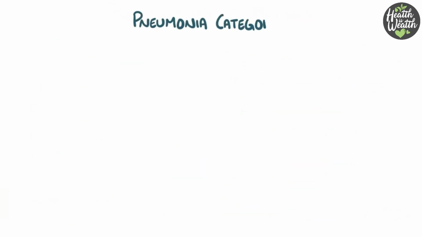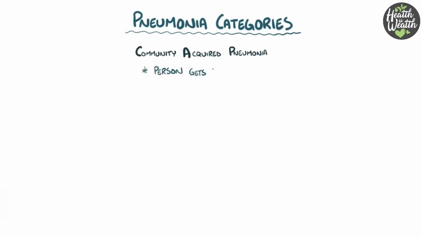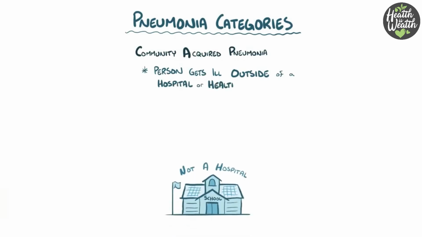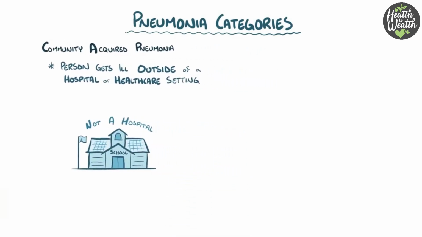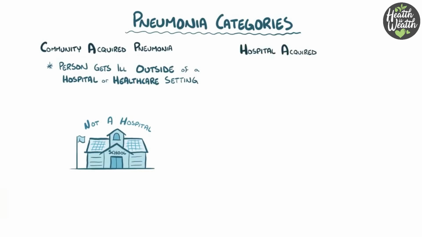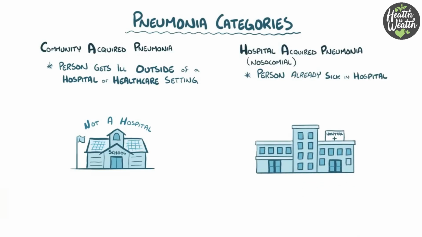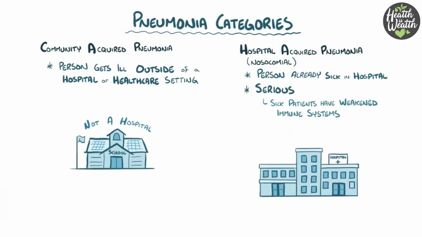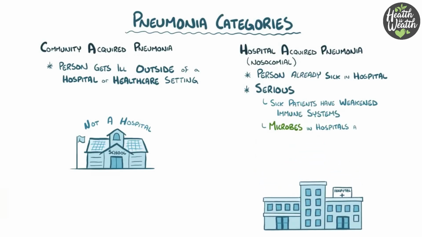Pneumonia can also be categorized by how it's acquired. The most common is community-acquired pneumonia, and it's called that when a person gets sick outside of a hospital or healthcare setting. Next is hospital-acquired pneumonia, or nosocomial pneumonia, when a person gets pneumonia when they're already hospitalized for something else. This type tends to be more serious, because sick patients often have a weakened immune system. And the microbes in hospitals are often resistant to the common antibiotics.